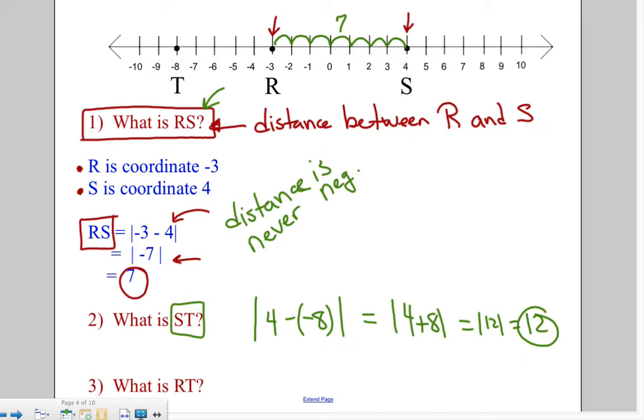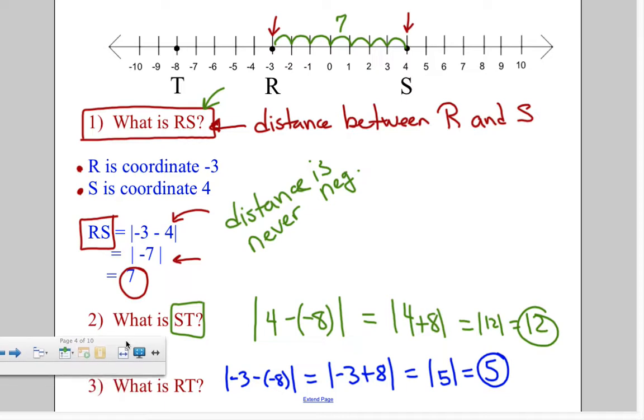RT, R is at -3, and T is at -8. -3 minus a -8 is -3 plus 8, which is 5. So I'm taking the absolute value of 5, which is 5. It stays positive because it is positive.